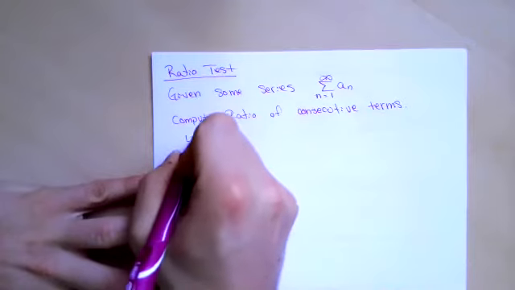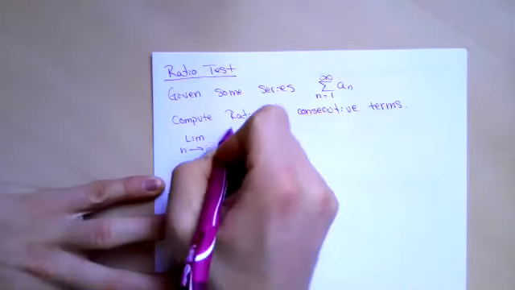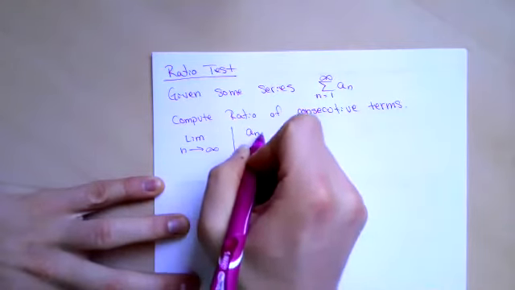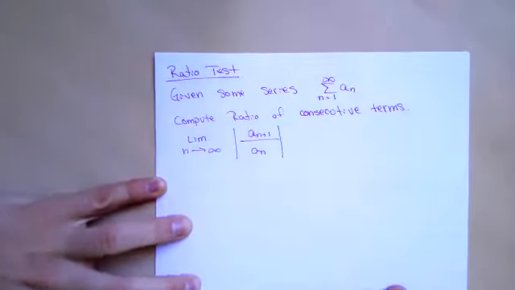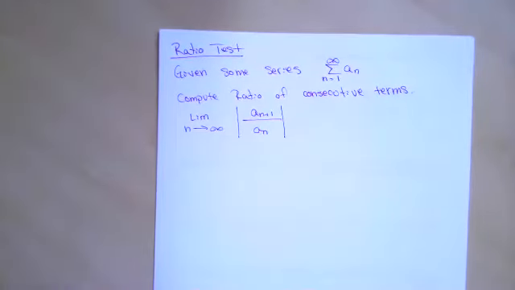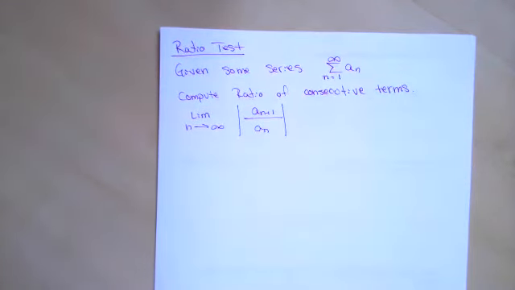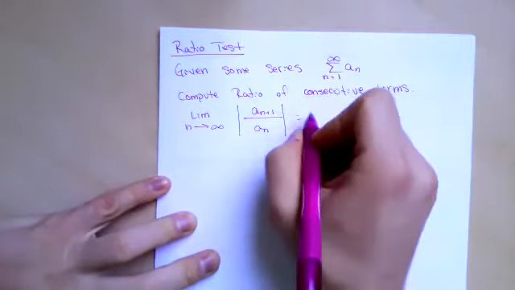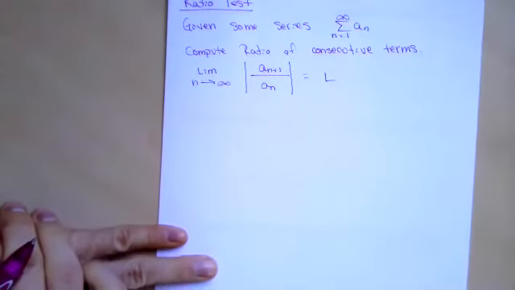Namely, we want to compute the limit as n goes to infinity of the next term relative to the current term, so a_{n+1} divided by a_n. And we're actually going to compute this ratio, or the limit of this ratio, in absolute value. So let's say that we compute it and we get something. Could be infinity. Well, let's call it L.